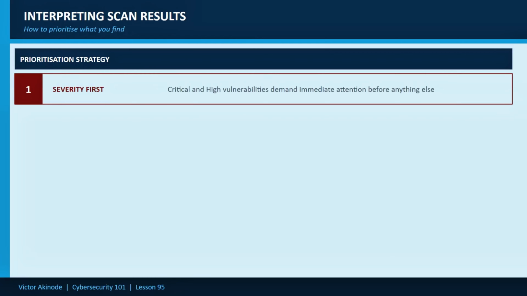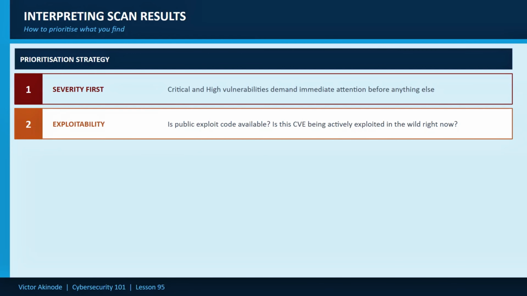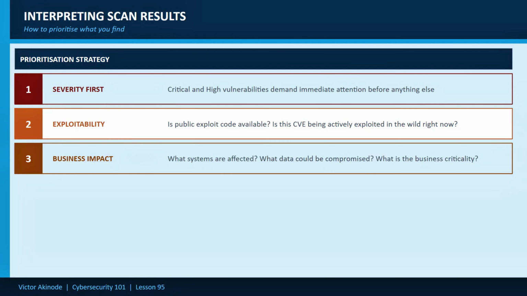And what is that? First, sort by severity, such as critical and high vulnerabilities. You know that those ones will demand immediate attention. Second, assess exploitability. Ask yourself, is exploit code available publicly on sites like ExploitDB? And is the vulnerability being actively exploited in the wild according to threat intelligence?